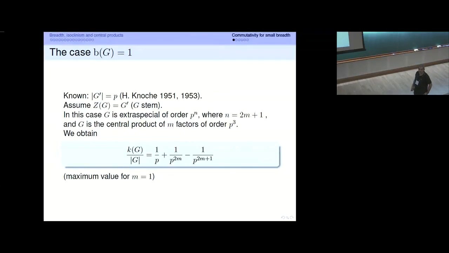The minimum value of m is 1, right? Right. An example of a group that has m equals 1 is the Heisenberg group over the field of order p, of course. We obtain that value, and it contains the order of the group, because n is 2m plus 1, but m is also the number of central factors, so I'm perfectly happy with this.